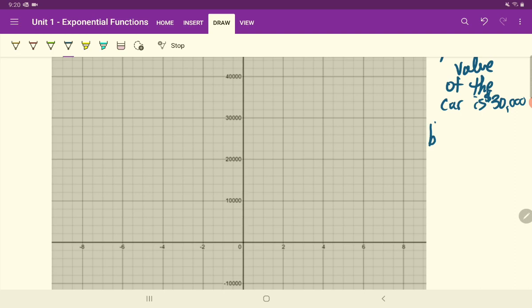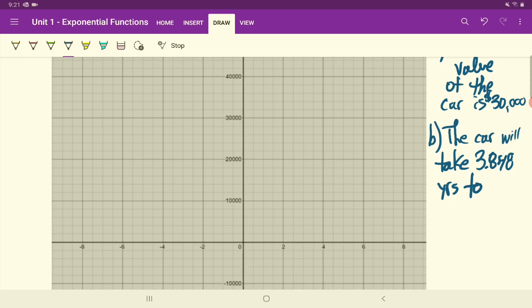Question B says the car will take 3.848 years, approximately, of course. So just under 4 years. If you said just less than 4 years, I would accept that answer. Because 3.848 doesn't really mean much in the real world, right? You could figure out the months, but I'm not too concerned about that. So just say the car will take 3.848 years to depreciate to $20,000.